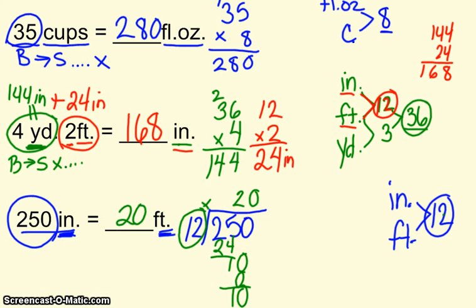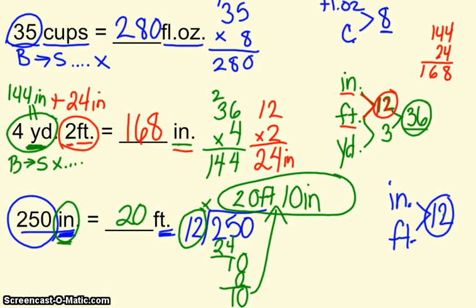What about these leftovers at the end? Well, go back to the problem. What did we start with? We've got 20 feet and 10 is my remainder. I divided inches, so I name it 10 more inches. Remember, it'd take 2 more inches to make another foot. We don't have that. My answer is 20 feet and 10 inches.